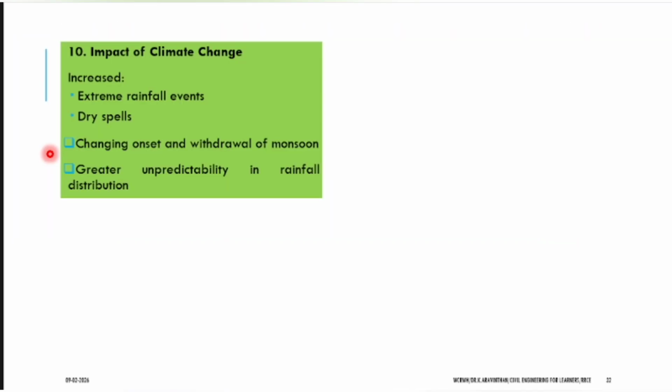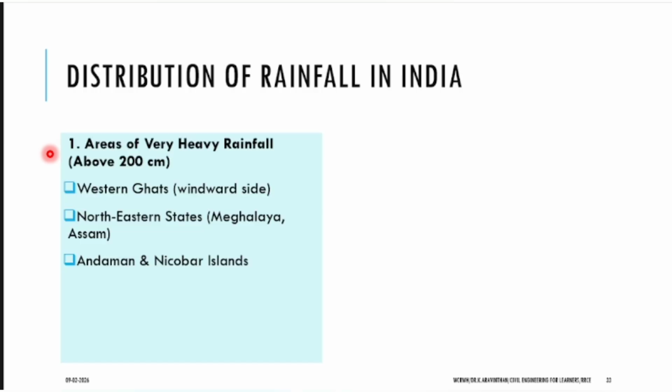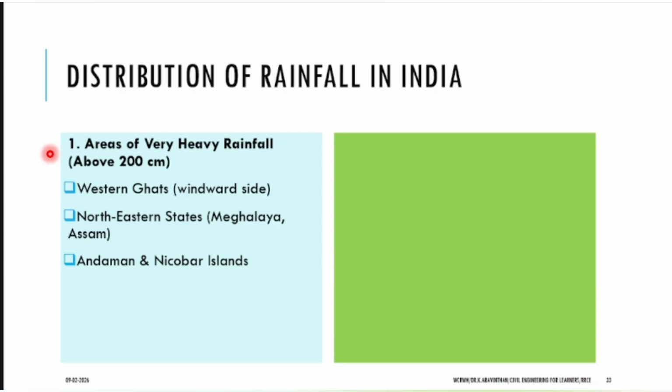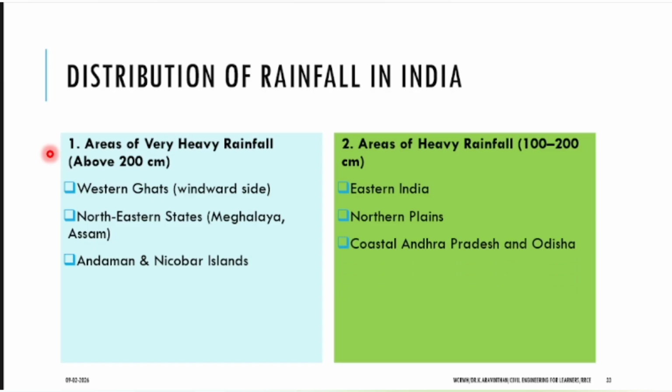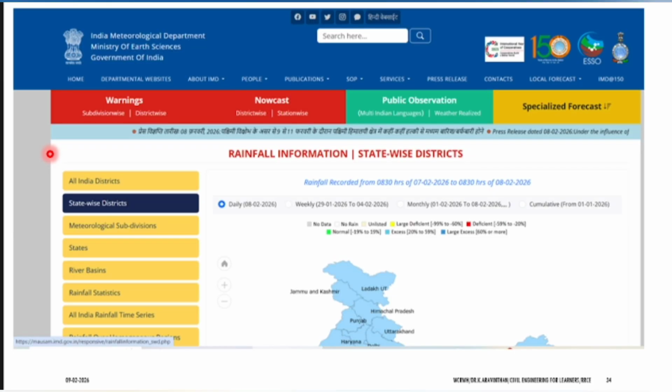Impact of climate change, what will happen? Extreme rainfall will be there, or dry spells. Dry spell means no rainfall. Now the distribution of rainfall in India: there are 4 types of distribution. The first one is very high, which is the Western Ghats, Northeastern states, Andaman and Nicobar. Areas of heavy rainfall, 100 to 200 centimeters, are the eastern and northern plains and coastal Andhra Pradesh.